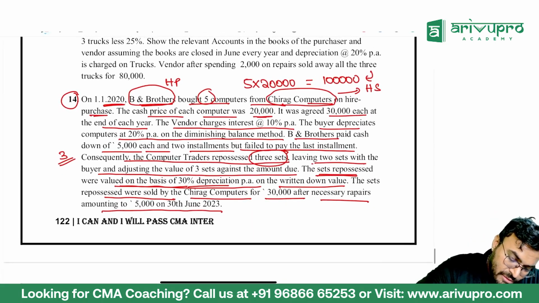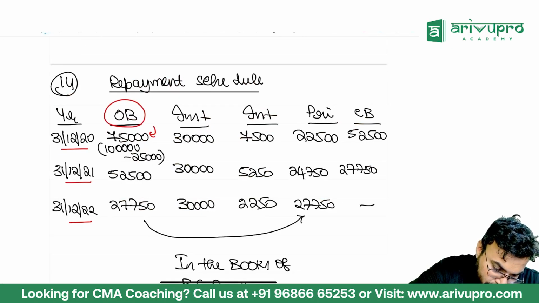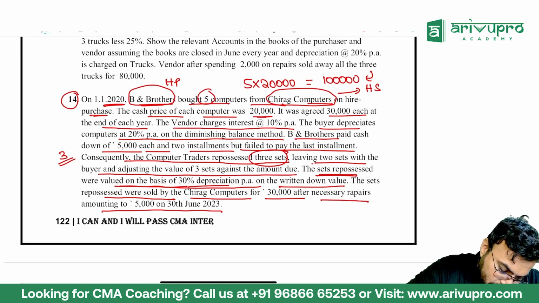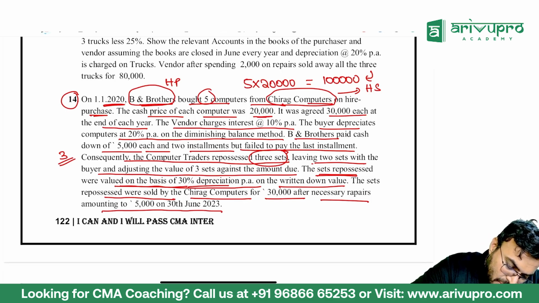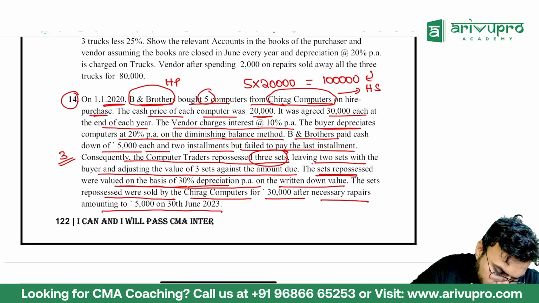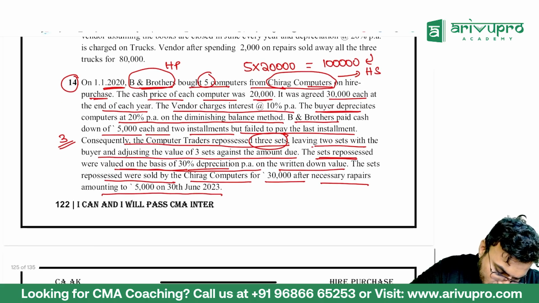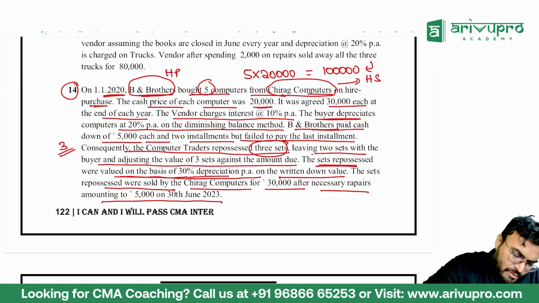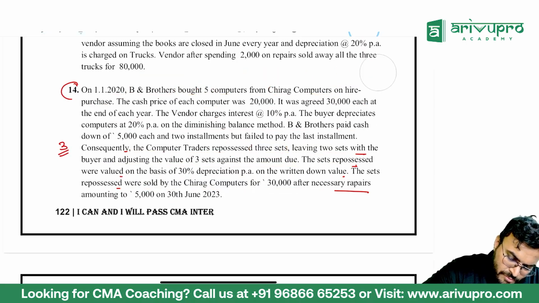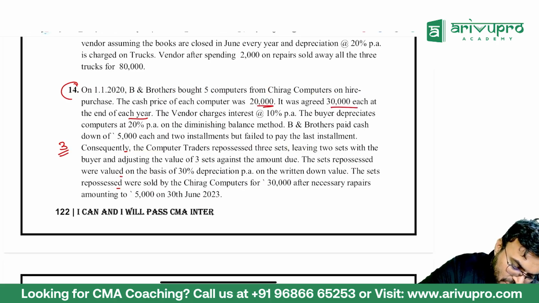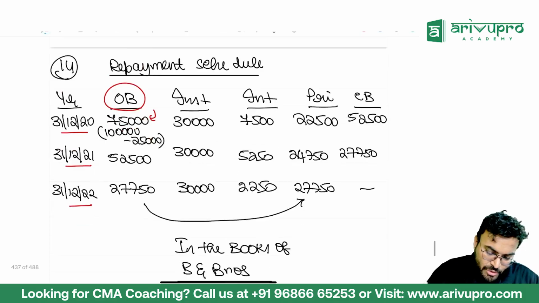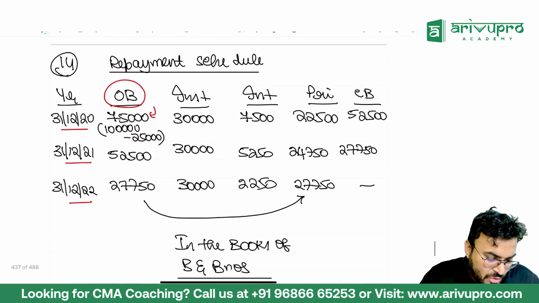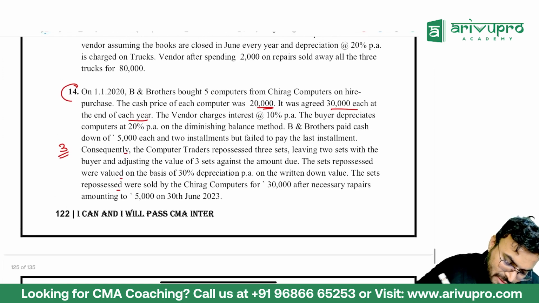Oh, sorry. Not 5 computers, right? 1 lakh. Where is the down payment information? Yeah, here it is. They have paid down payment of 20. The buyer depreciates. Sorry, where is it? Hire purchase. What are we missing here, guys? Cash price of each computer was 20,000. It was agreed that 30,000 each at the end of each year. See, now understand this. Repayment schedule, down payment amount is missing.